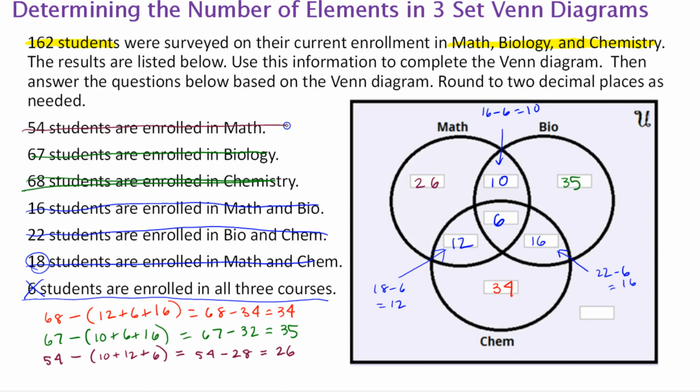So we've used this information. Notice we still have 1 piece that's empty, outside all of the circles, so students who didn't take any of these classes. But remember, we were given this information that there's a total of 162 students. So I'm going to write down here how we're going to find this. We're going to take 162 and we're going to subtract all the disjoint pieces.